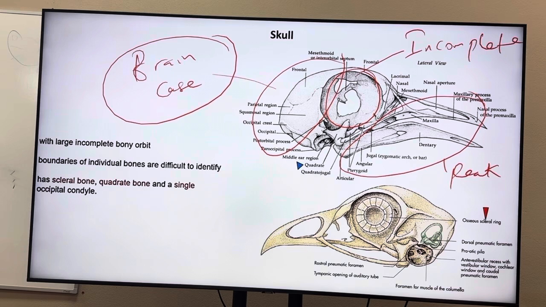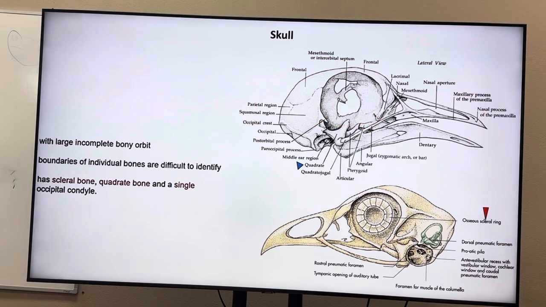In mammals, or in dogs for example, at what point do we have sutures after birth? Do we have sutures after birth?